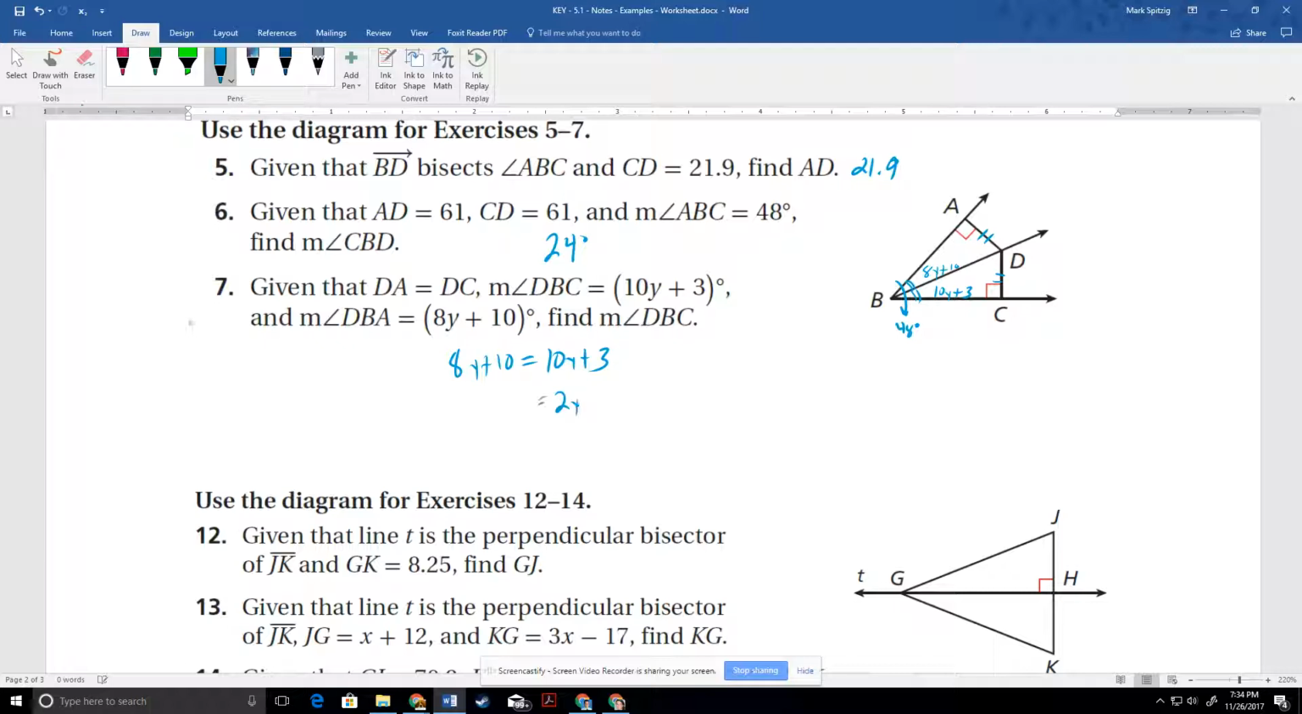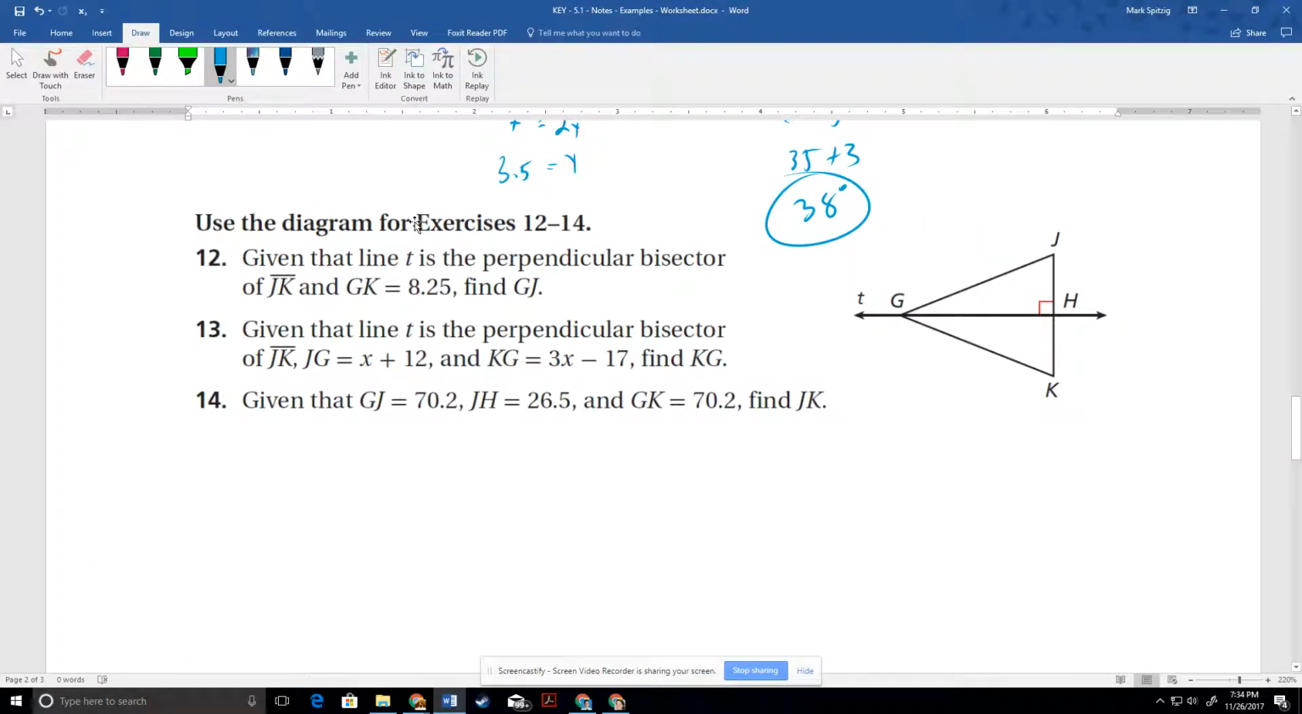So we get 2y equals 7. 10y plus 3, let me just make sure we're good here. 8y plus 10 looks good here. So y just equals 3.5. Again, we're not quite done yet. It does say we want to find DBC, which is going to be 10 times 3.5 plus 3, which is 35 plus 3, or 38. So we know that it's 38 degrees.